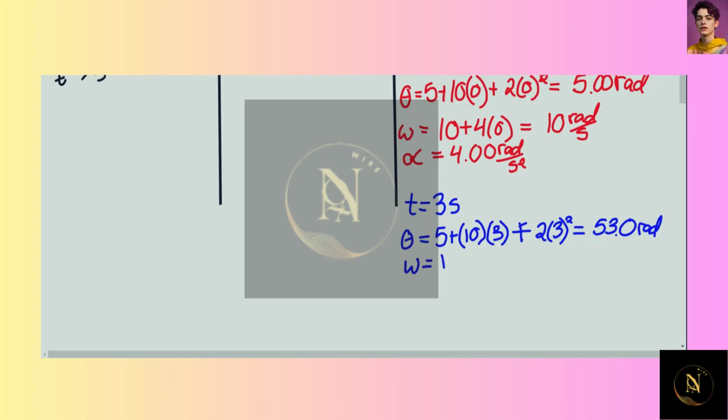Omega, we're going to take 10 plus 4 times 3, and that equals 22.0 radians per second. And then finally, for alpha or angular acceleration, again, it is constant and it's going to be 4.00 radians per second squared. So that is how you find each of those values for those different times t.